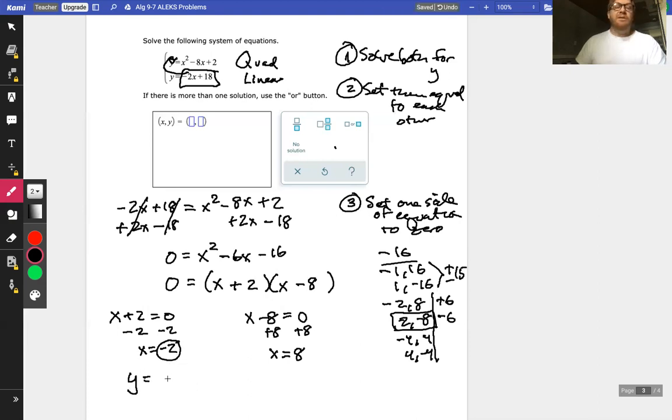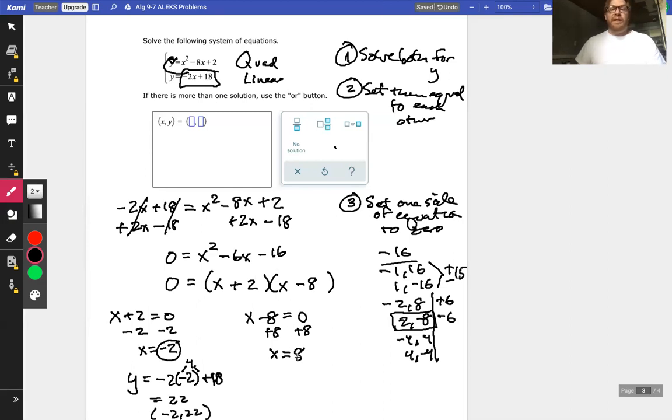not harder. All right, so we have y is equal to negative 2 times, put in my x is negative 2, plus 18. And that is going to give me negative times negative is positive 4. And so we're going to have 4 plus 18, which is 22. So my first answer is going to be the point negative 2, 22.